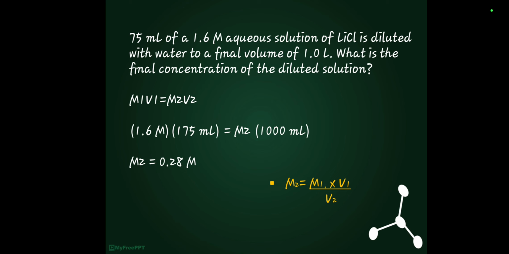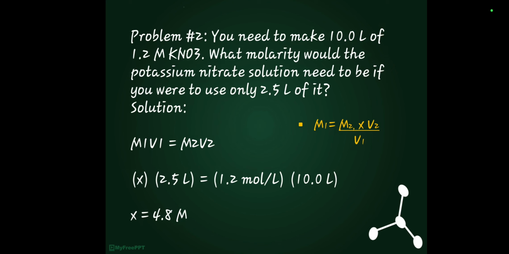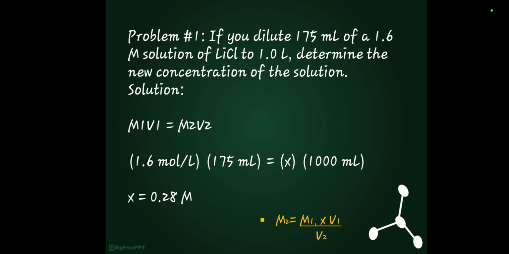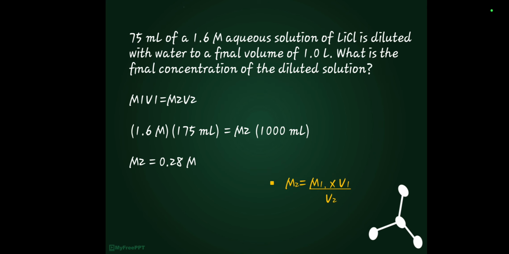So multiply by 1000 ml. Since the molarity 2 is the unknown, let's use the formula M2 equals M1 times V1 over V2. It's the same as problem 1. So let's multiply first the M1 times V1. The M1 would be 1.6 M multiplied by 175 ml. So the result would be 280. Then let's divide it by volume 2, which is 1000 ml. So the answer, the M2 here, is 0.28 M.